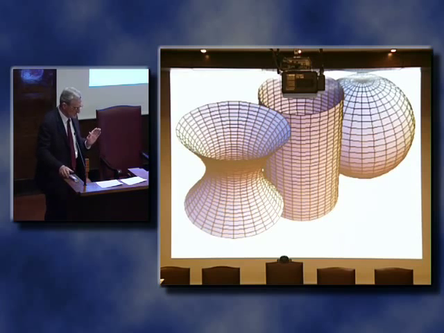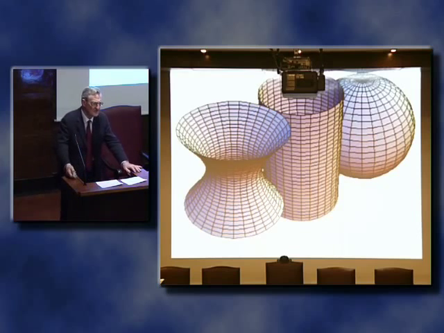The principal curvatures, this way and this way, multiplied together, are called the Gaussian curvature. And if the Gaussian curvature is positive, then we have this sort of structure. If it is negative, we have this sort of structure. And if it is zero, we have the cylinder, or as it turns out, the Gothic quadripartite vault.